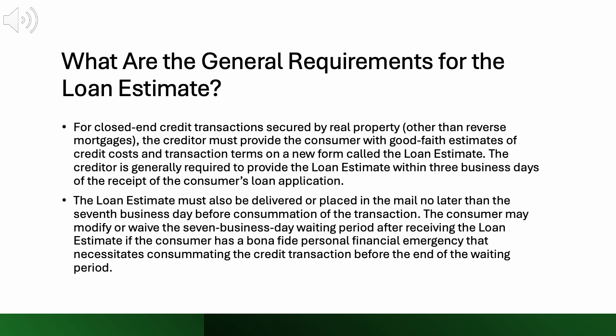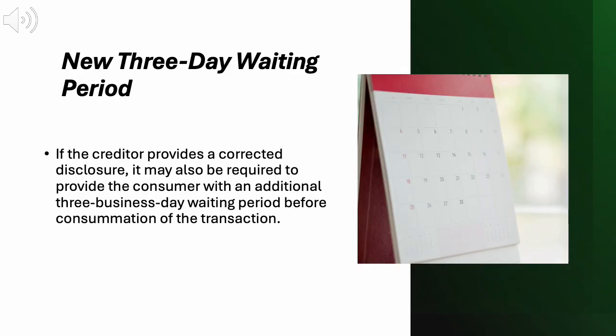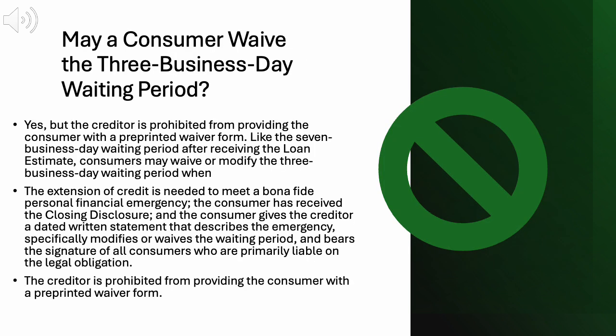The consumer may modify or waive the 7 business day waiting period after receiving the loan estimate if the consumer has a bona fide personal financial emergency that necessitates consummating the credit transaction before the end of the waiting period. New 3-day waiting period. If the creditor provides a corrected disclosure, it may also be required to provide the consumer with an additional 3 business day waiting period before consummation of the transaction. May a consumer waive the 3 business day waiting period? Yes, but the creditor is prohibited from providing the consumer with a pre-printed waiver form.